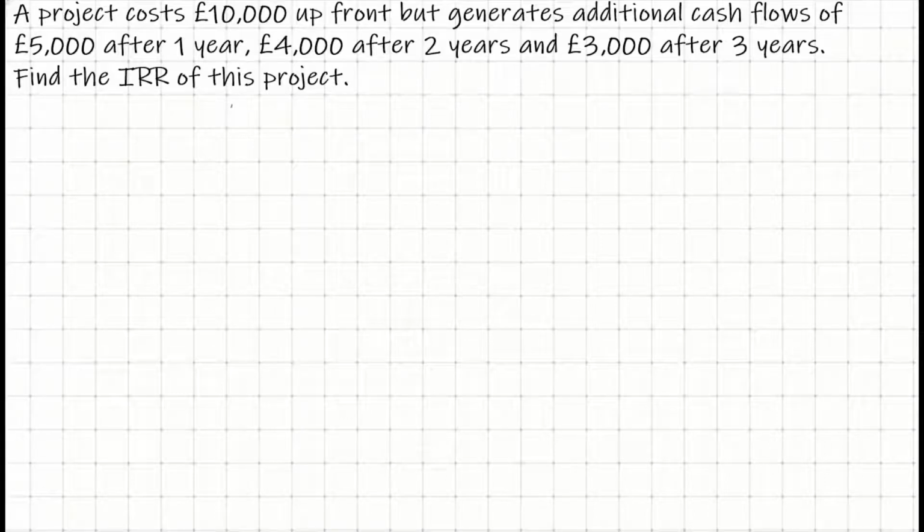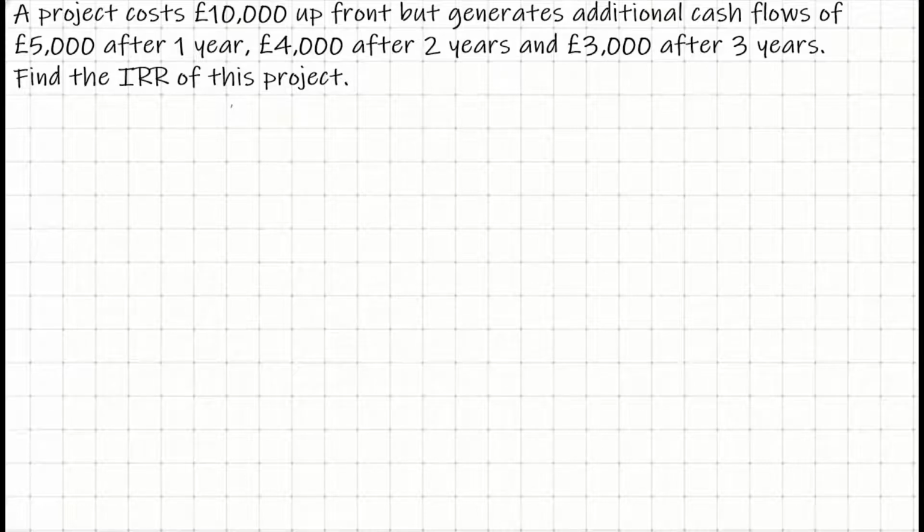In this video, we're going to look at calculating the IRR, or the internal rate of return of a project. Here's our example. We've got a project costing £10,000 upfront, but which generates additional cash flows of £5,000 after 1 year, £4,000 after 2 years, and £3,000 after 3 years.